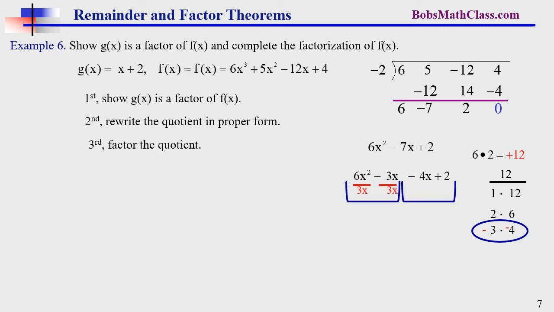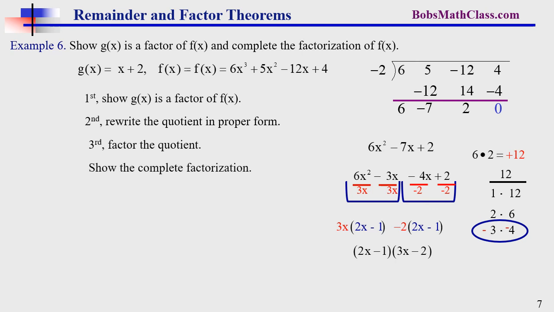All right, 3x from the first pair gives you 2x minus 1, and a negative 2 from the second pair. So that factors to 2x minus 1 times 3x minus 2. Order does not matter. If you have the 3x minus 2 first, that's fine. All right, is that our answer? No, right? You got to bring down that x plus 2. So that's our final answer.